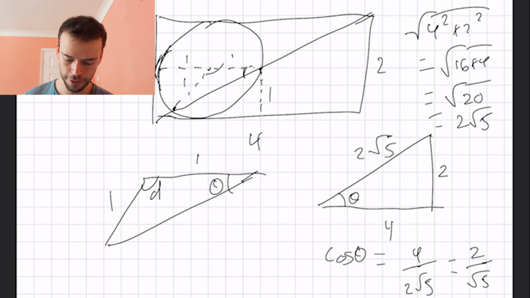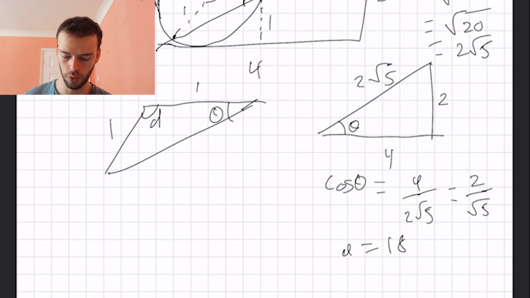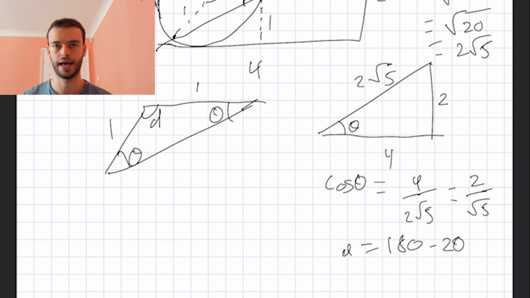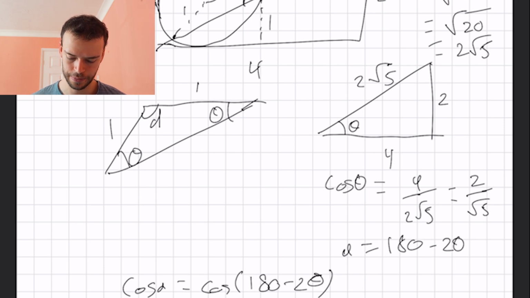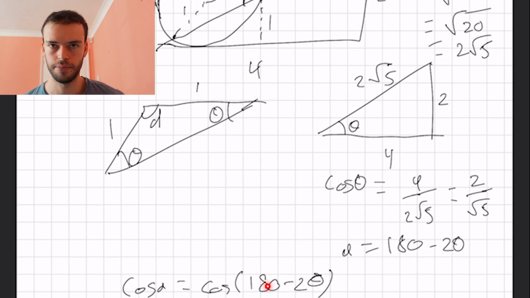Well, I know that alpha is going to equal 180 minus 2 theta. Since this is an isosceles triangle, so this angle here is also theta, and angles in a triangle sum to 180 degrees. Cool. So therefore we know that cos alpha is going to equal cos of 180 minus 2 theta. Cool. Now this is quite promising to me because it's just the addition formula for cosine.